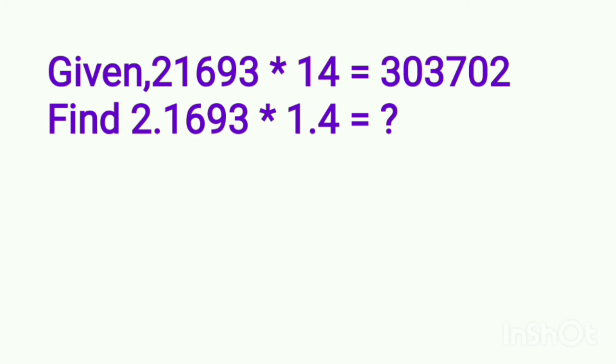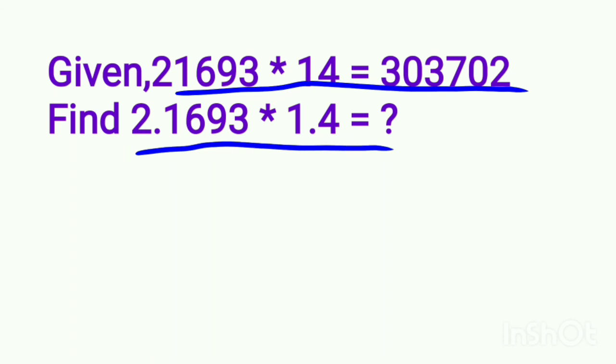Here is one more problem. Given 21,693 into 14 is equal to 303702. They have provided the product. We are asked to find 2.1693 into 1.4 is equal to what?